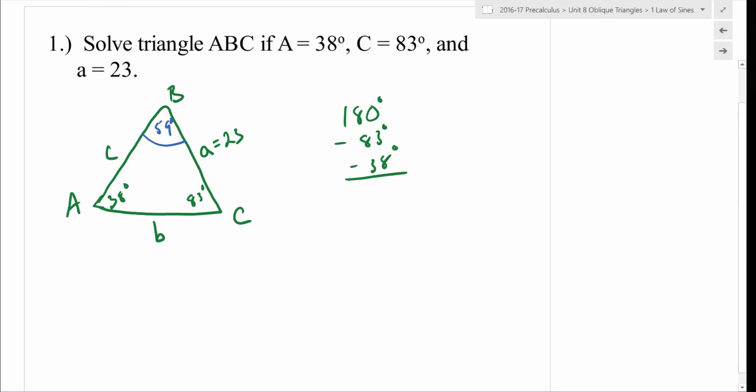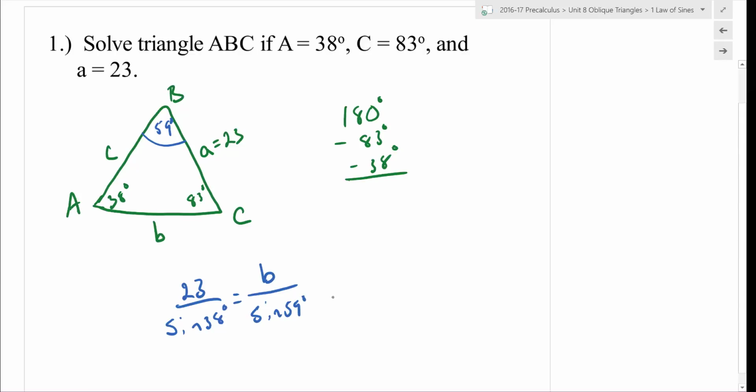So I can just set up a pair of equations and solve them to find the length of side B and the length of side C. We'll start with side B. Since I know the length of side A is 23 and angle A is 38 degrees, I know that 23 over sine of 38 degrees is equal to b over sine of 59 degrees.